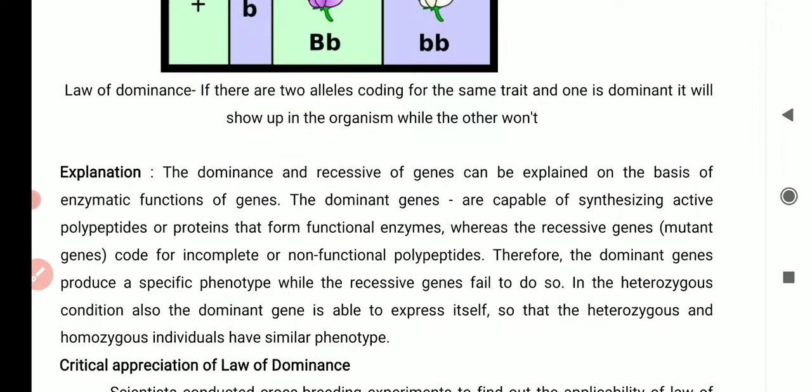So the law of dominance says that if there are two alleles that code for the same trait, meaning appearance, the one that appears is the dominant and the one that does not show or appear in the organism is the recessive one.